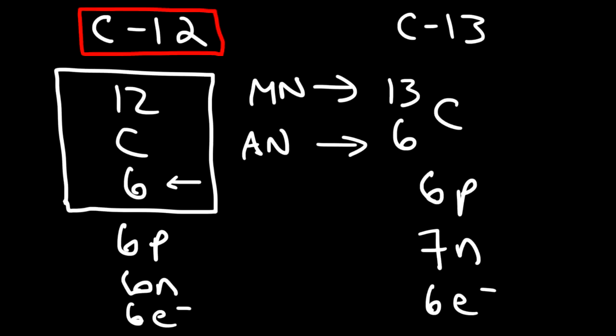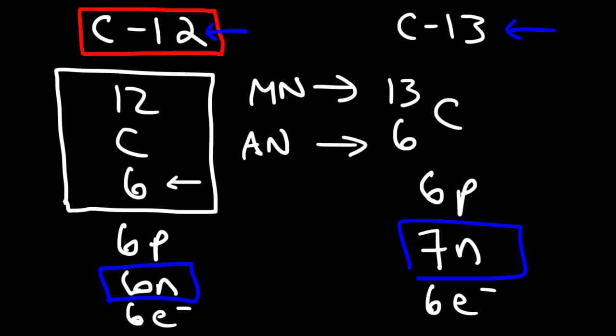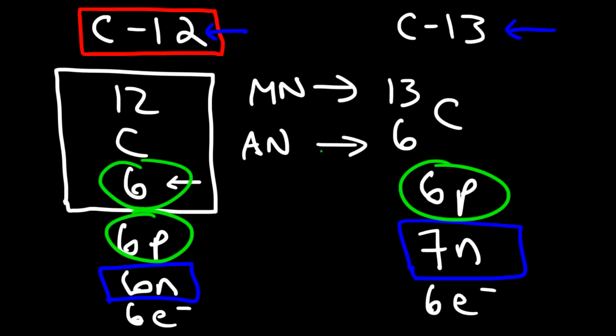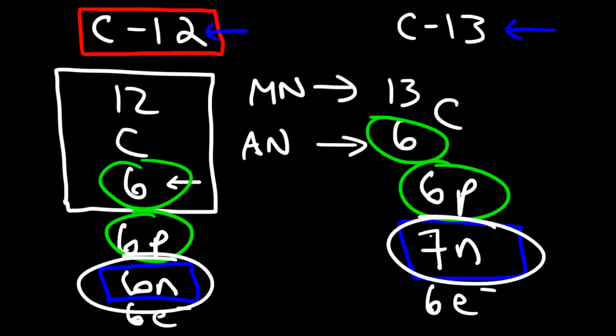So the difference between these two isotopes has to do with their mass number. One is 12, one is 13, and the number of neutrons. So make sure you understand that because that's a common test question. Isotopes have the same number of protons and the same atomic number, but they differ in the number of neutrons and they have different mass numbers.